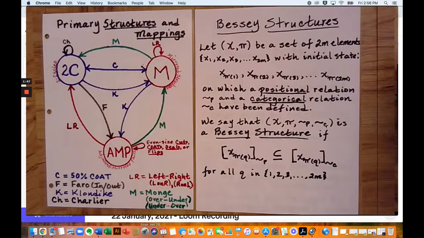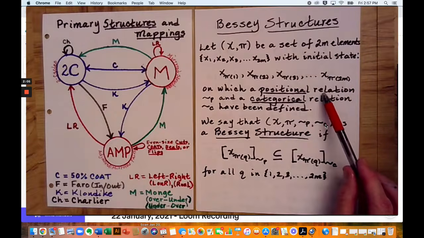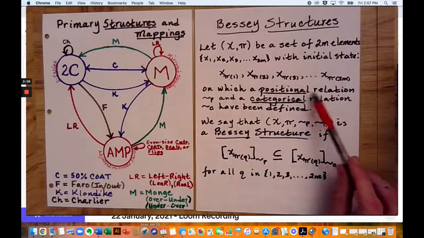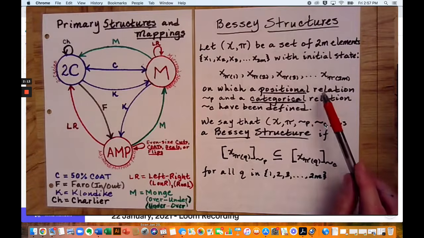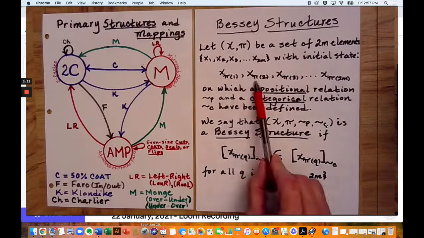Okay, well, the first thing I need to define is a Bessey structure. Now, we are assuming here, unfortunately, that you know what a positional relation is. And in my upcoming analogy, I think you'll get a sense of what that is. So I think that will actually become clear in just a few minutes. A positional relation: what that does is it's an equivalence relation on the relative positions of these objects here.